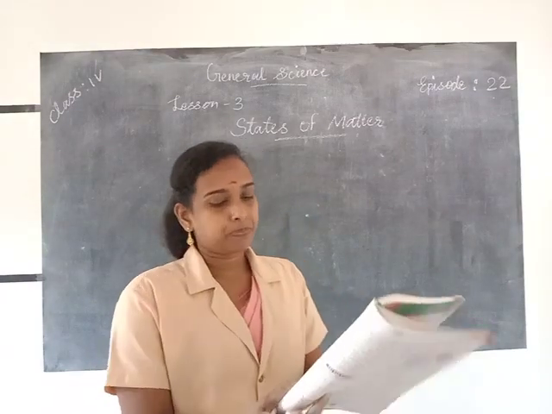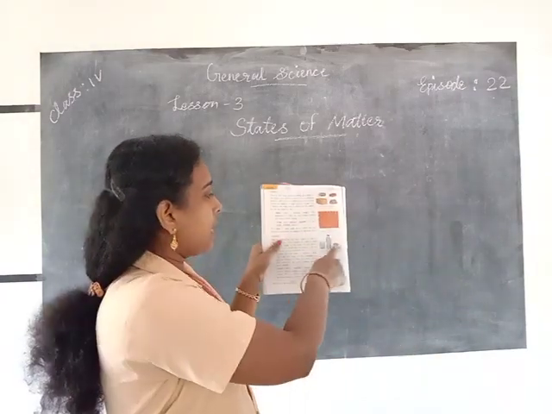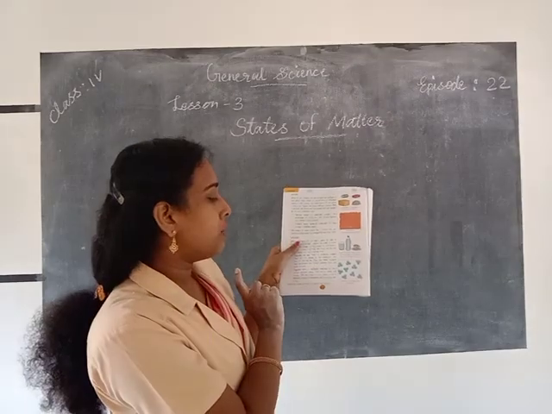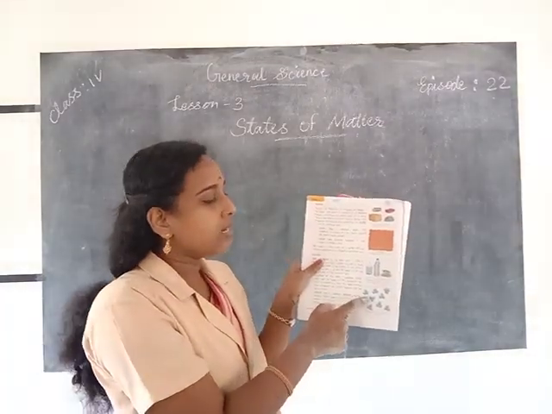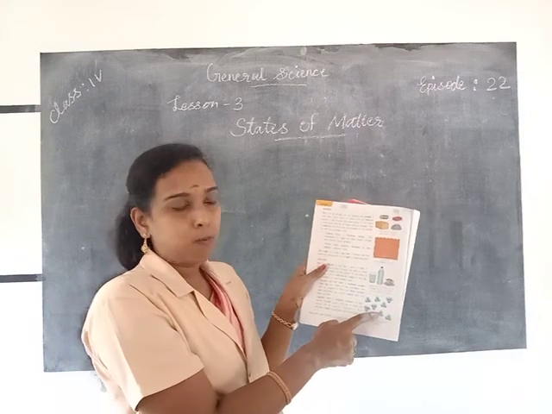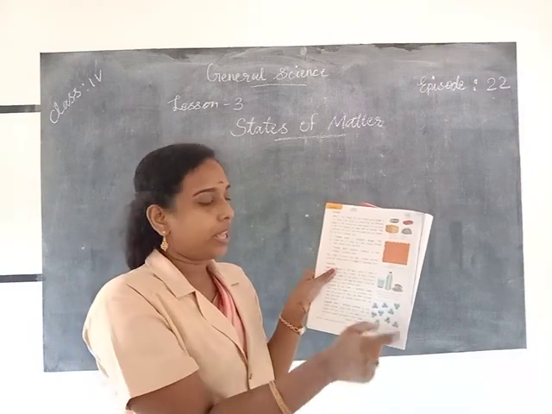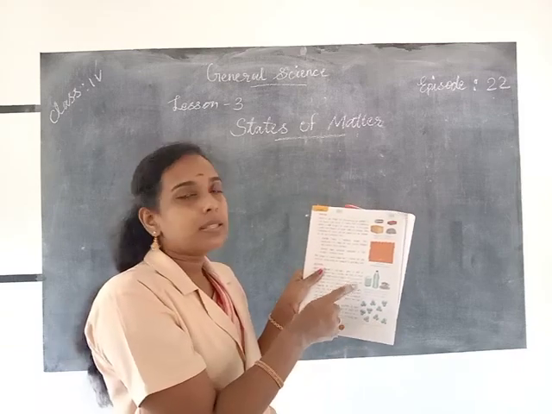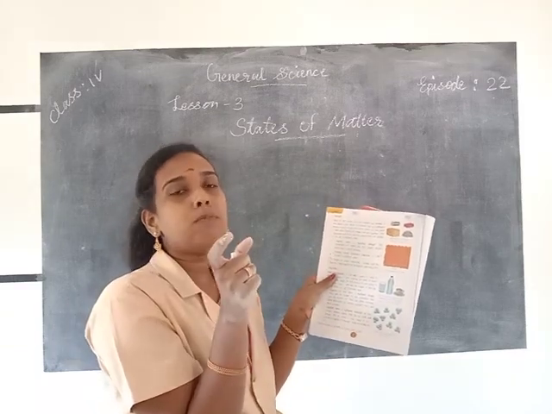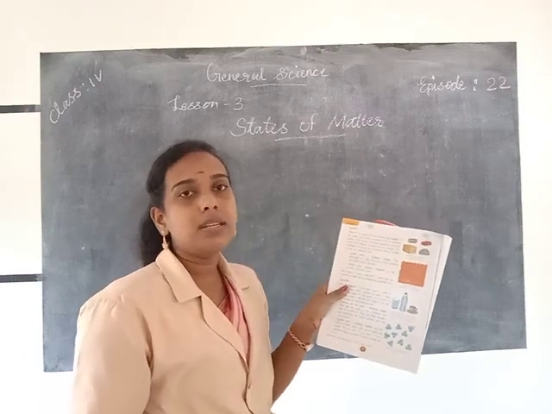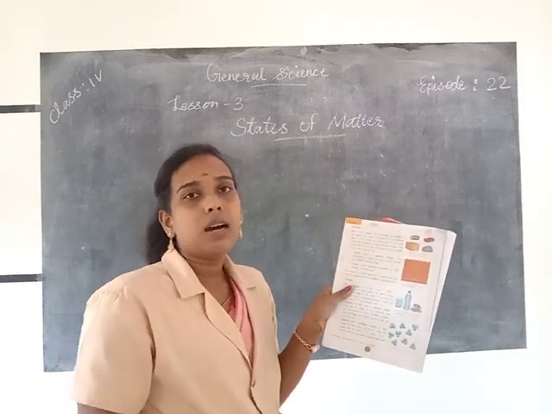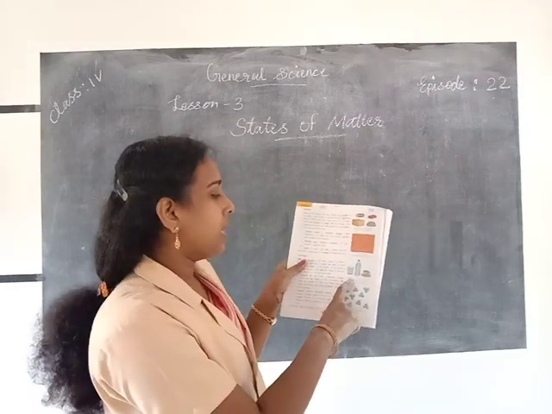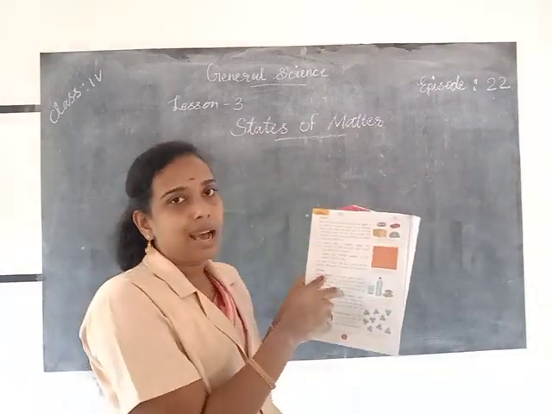Then here, these are examples of liquids. Here, this is the molecular arrangement in liquids. Here you can see that there are some spaces between the molecules and the molecules can move freely and the molecules are loosely packed. So they have fixed volume but they do not have fixed shape because the molecules are loosely packed.